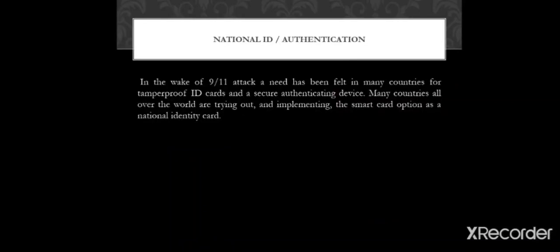In the wake of the 9/11 attack, a need has been felt in many countries for tamper-proof ID cards and a secure authenticating device. Many countries all over the world are trying out and implementing the smart card option as a national identity card. In the 9/11 attack, it may have happened due to not having a valid ID card at that time, which can really authenticate whether that particular person is working there or not.